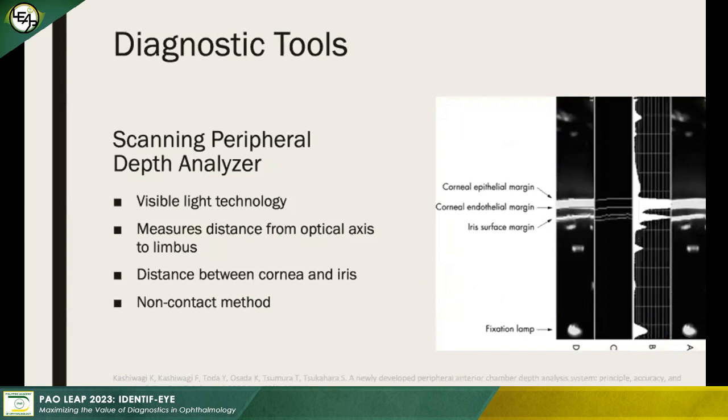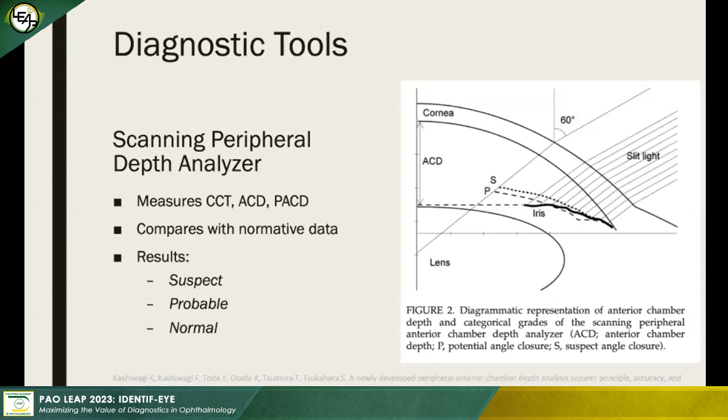Here you see bands of different recordings of light: your corneal epithelial margin, your corneal endothelial margin, then your iris surface. Based on this, you're able to derive certain values and computations. You can measure the central corneal thickness, the anterior chamber depth, and the peripheral anterior chamber depth. These values can be compared with normative data to determine if there is suspected angle closure, potential angle closure, or if the angles are normal.